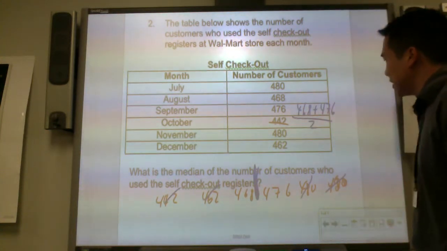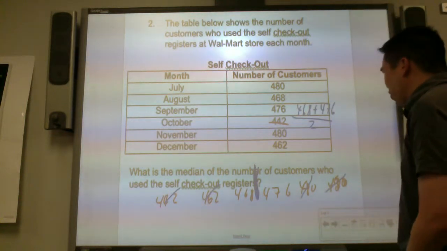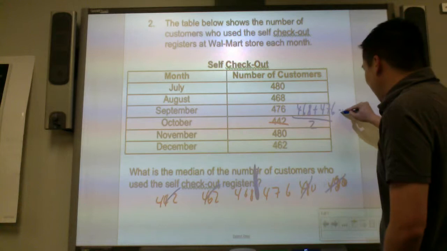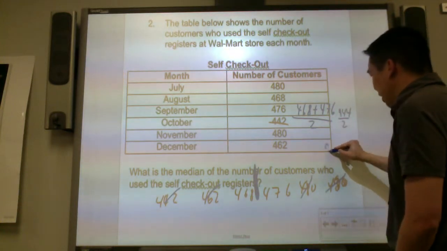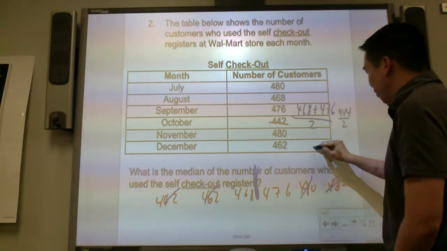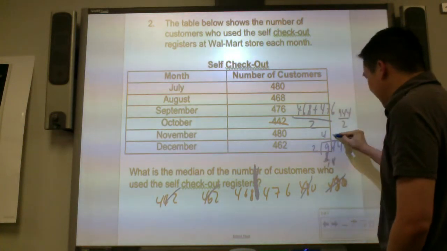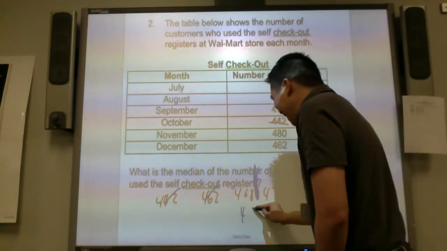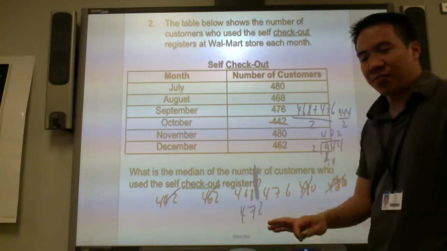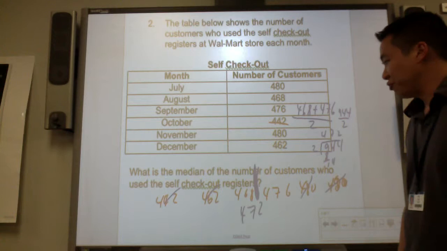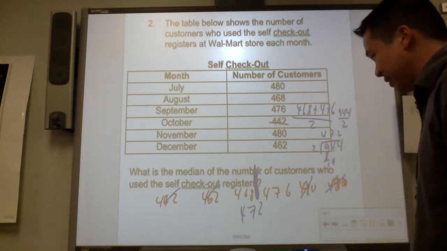If you take 468 plus 476, it adds up to 944. 944 divided into 2 parts is 472. I kind of guessed that. I knew it was going to be 470 something. So 472 is the halfway point of 468 and 476.